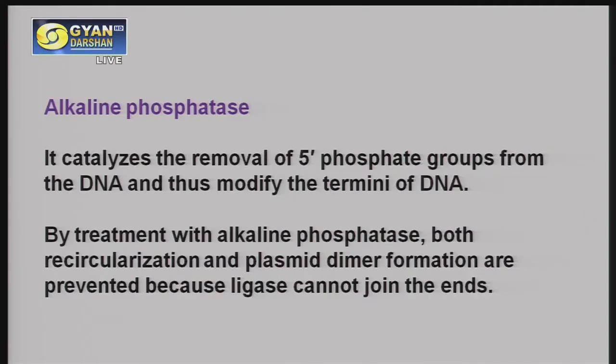Another enzyme which is often used is known as alkaline phosphatase. Now, alkaline phosphatase, what is meant by phosphatase? That means an enzyme which will remove the phosphate group. Now, where is this phosphate group located in DNA? It is located at the 5' end. So, from the 5' end, you need to remove the phosphate group.